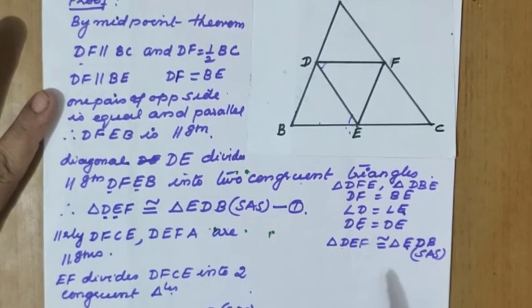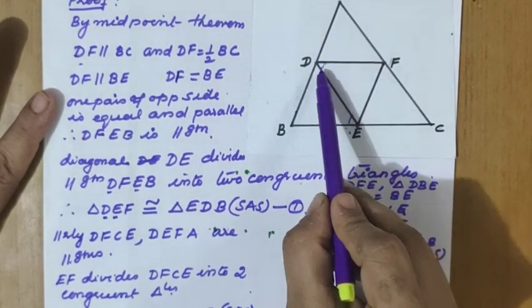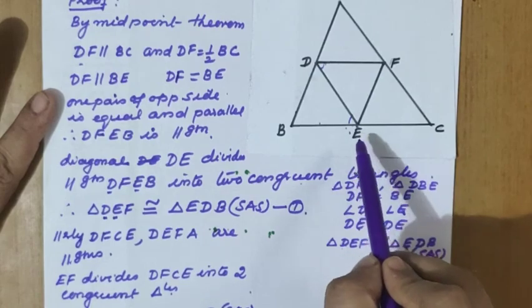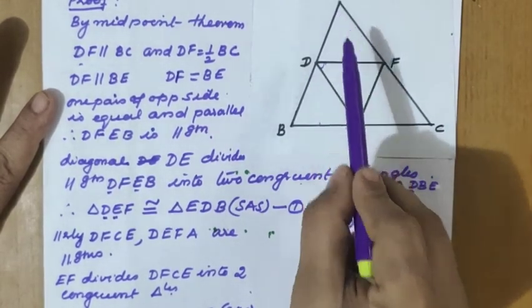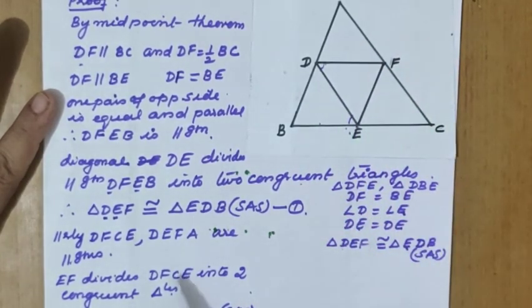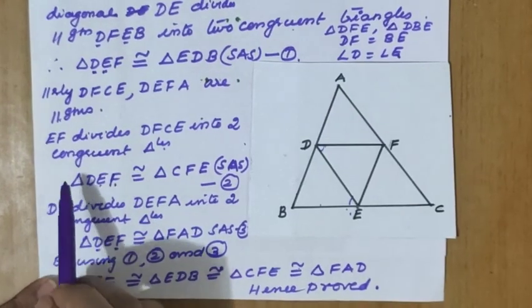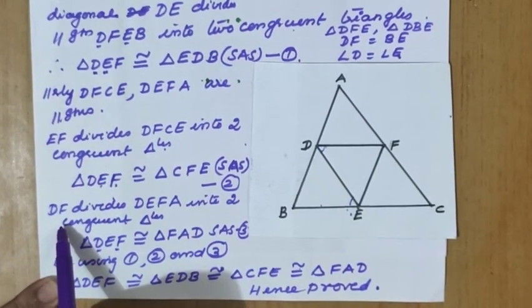Similarly, the other two parallelograms we have to take. We have considered B as a vertex. Now what is the next one? DFCE. Another parallelogram will be with A. So DAFE we can say, or DEFA. So we have written here DFCE, DEFA are parallelograms. Then the respective diagonals we have taken: the first diagonal EF, and DF, respectively the diagonals.